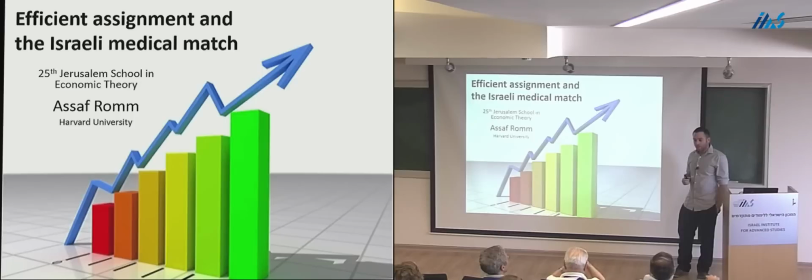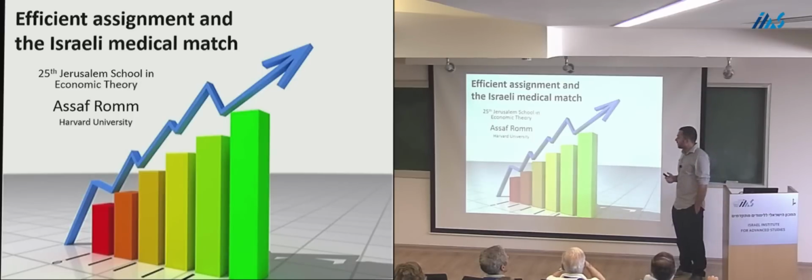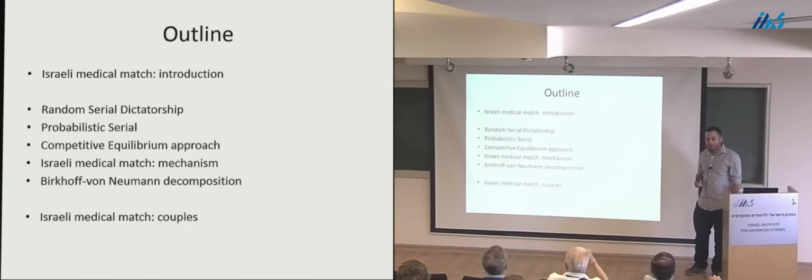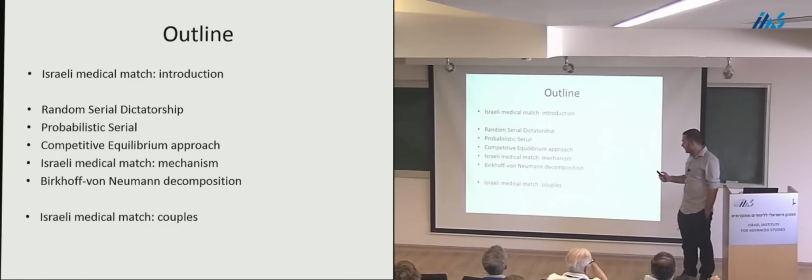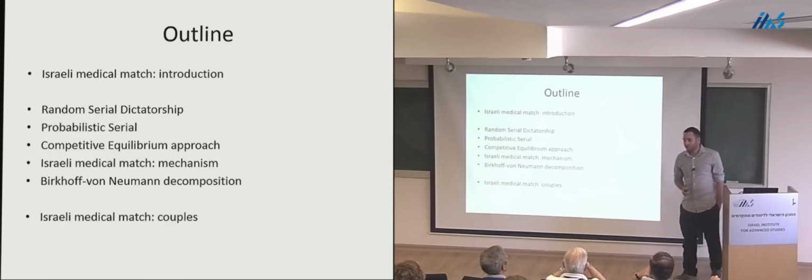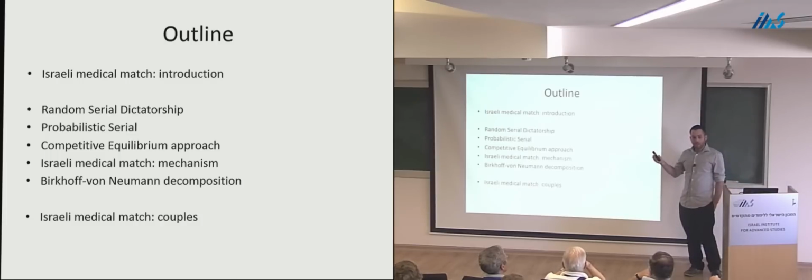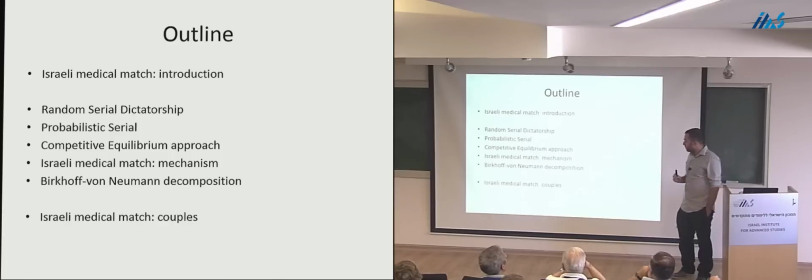Two months ago, we ran our program, and I'm going to tell you a bit about this market, and then I'm going to mention a few mechanisms. Some of them you probably already know. For example, random serial dictatorship was probably mentioned already, but I'm going to repeat that. I'm going to talk about the probabilistic serial that I don't think was mentioned in this summer school. The competitive equilibrium approach that Eric described for the combinatorial assignment problem can be applied somewhat differently for this problem, and I'm going to describe that. And then I'm going to talk about the mechanism that we actually chose to solve the medical match.